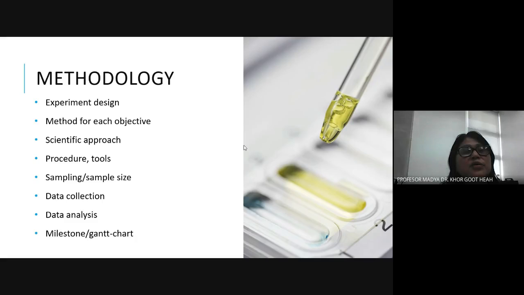Research methodology also must show a scientific approach, not just a general approach. Okay, and the student must be clear about the procedure, the tools, and the instruments that are available. The student also must know whether the instrument he planned to use in his project is available in the lab or in the university. This is to show the what, how, and why of the methodology.